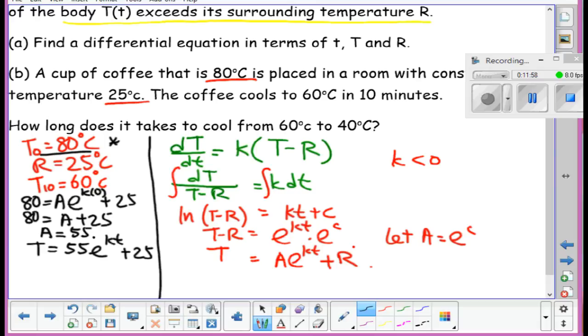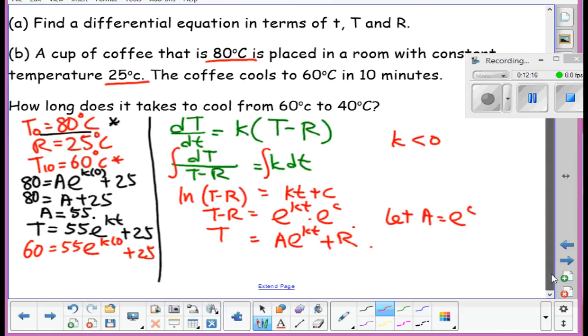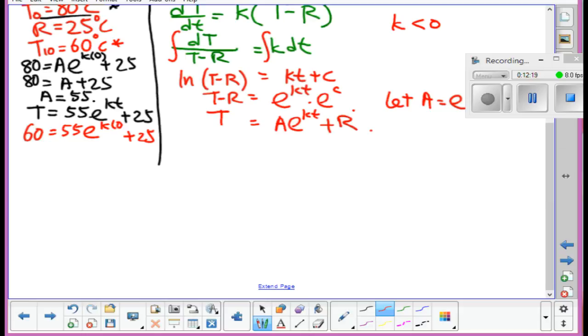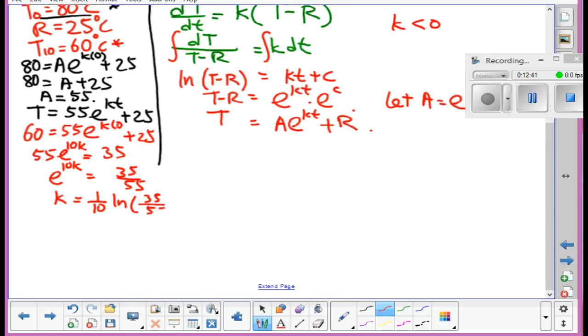Now I'm going to use the information given here, 25 and 60. So 60 is equal to 55 e to the power of k times 10 plus 25. So that will become 55 e to the power of 10k equal to 60 minus 25, which is 35. Therefore, e to the power of 10k is 35 over 55, and k itself is 1/10 of natural log of 35 over 55. This is a negative value, which is good. This is what we want it to be, because this is a body that is cooling.